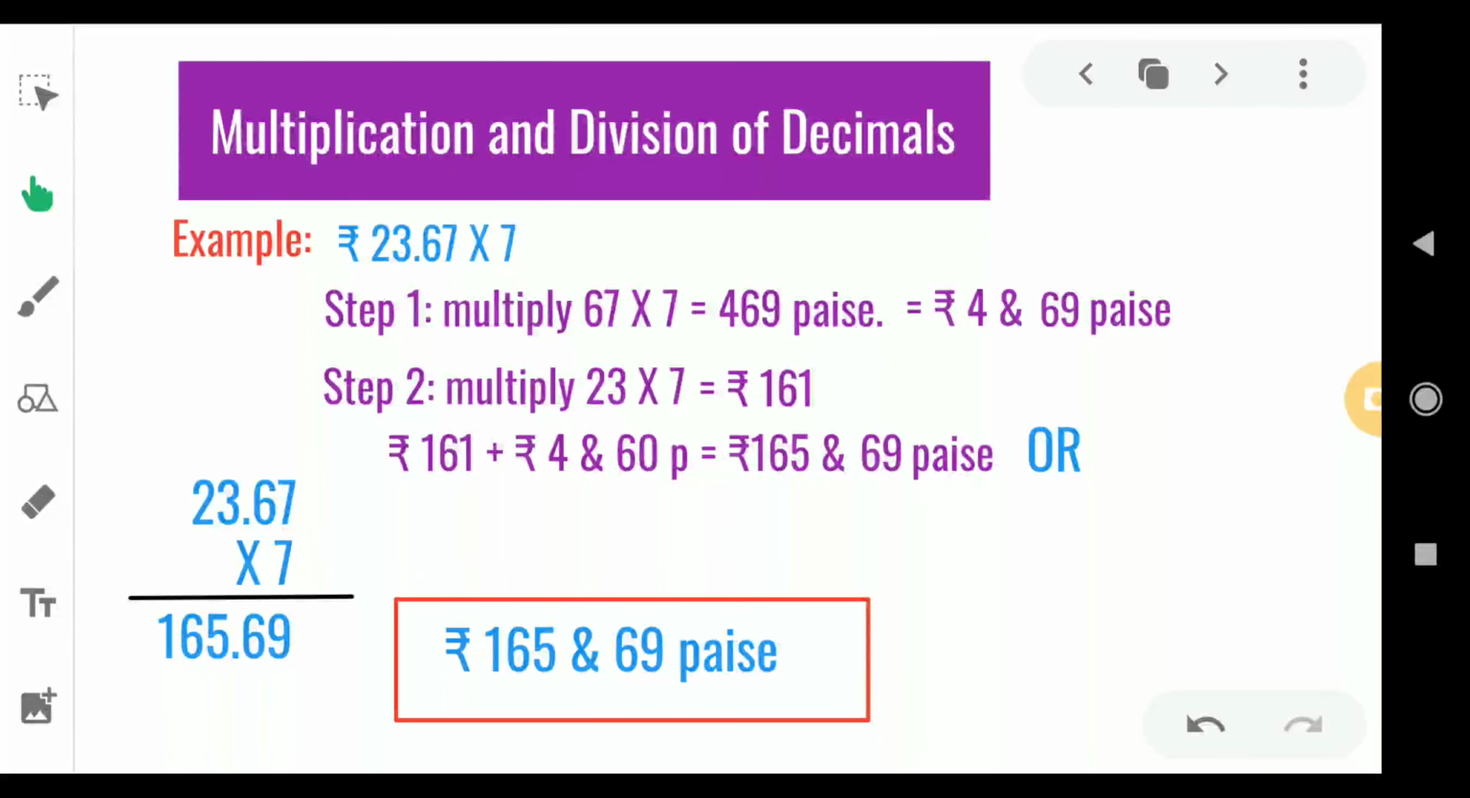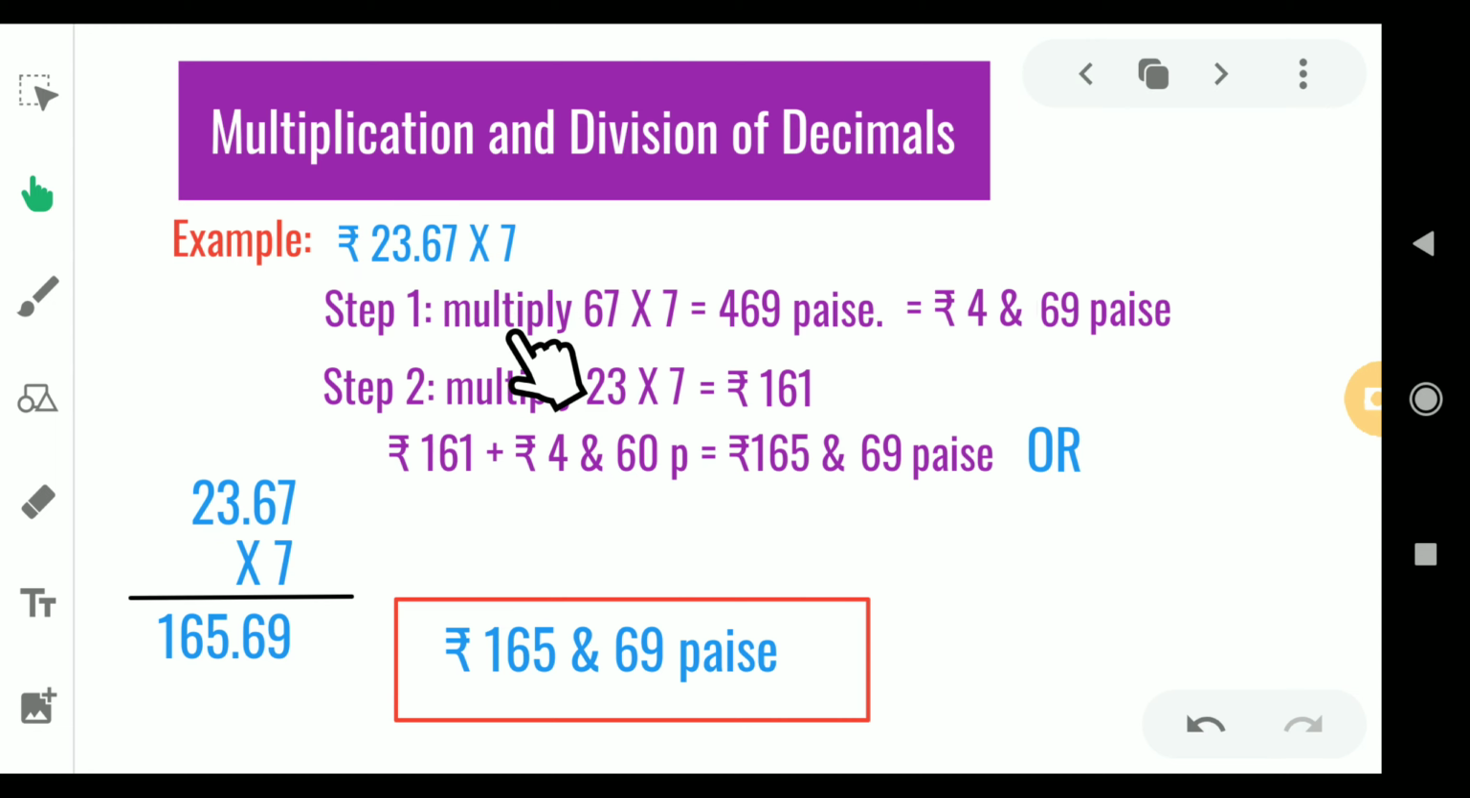Dear children, in the previous video we saw some story problems of addition and subtraction of decimal numbers. In today's video we are going to see how we can multiply and divide decimals. So our first example is rupees 23 and 67 paise multiplied by a whole number, that is 7, right? Let's see how we multiply a decimal number by a number.